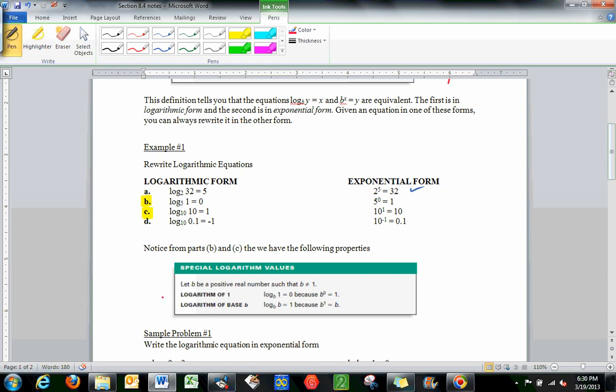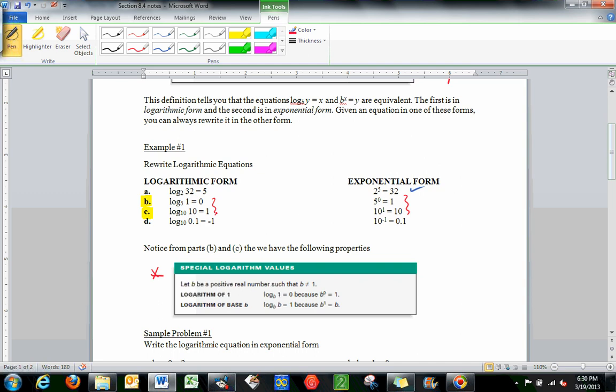So that's a special log value that you'll want to be particularly used to. And then C is log base 10 of 10. So if the base and the unit are the same, then that is going to equal 1. Which also makes sense because 10 to the 1st power equals 10. So these are 2 special log values that you will want to keep an eye on.